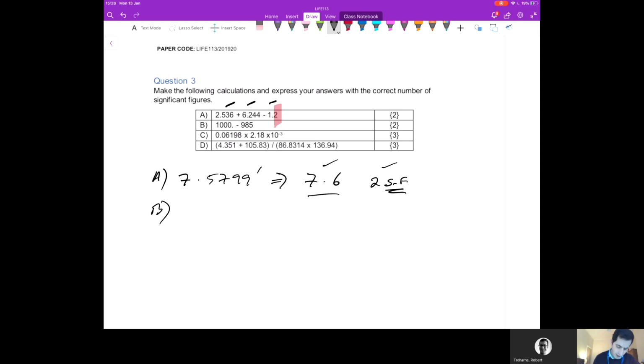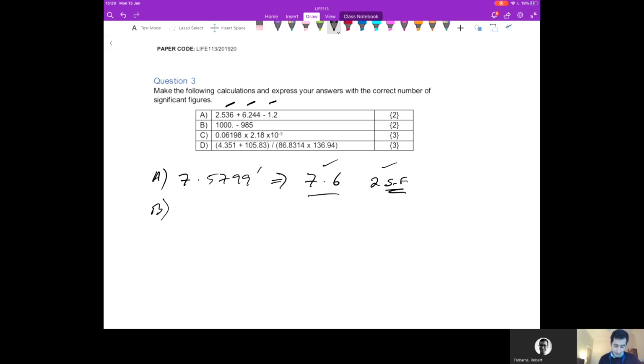B, I've been a bit sneaky here. I put a dot after the thousands, and that means that actually that unit there, the final 0, is significant. There you go.